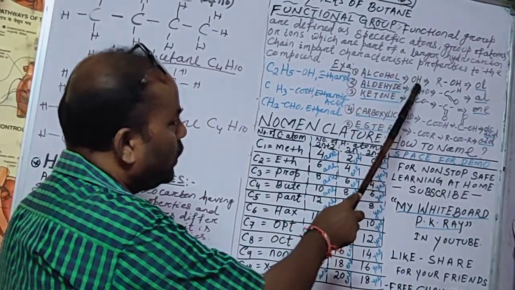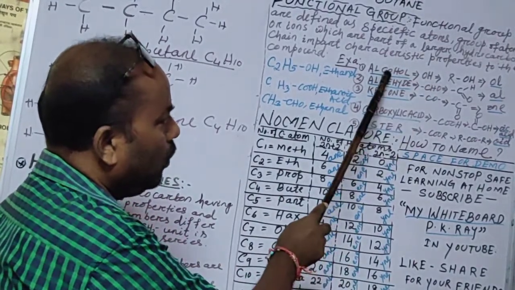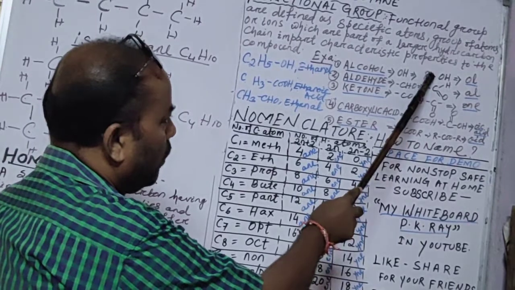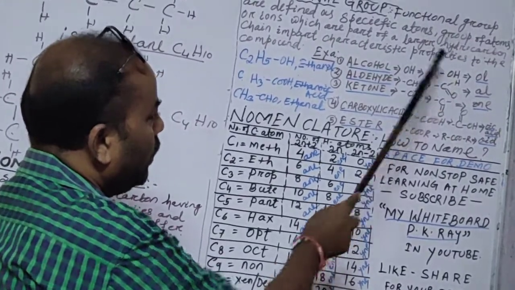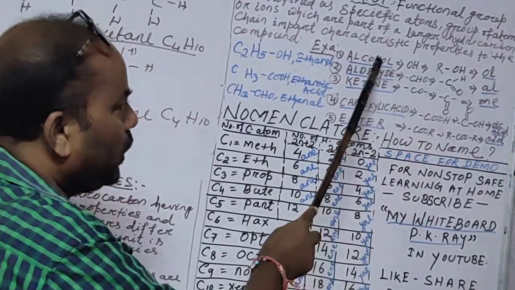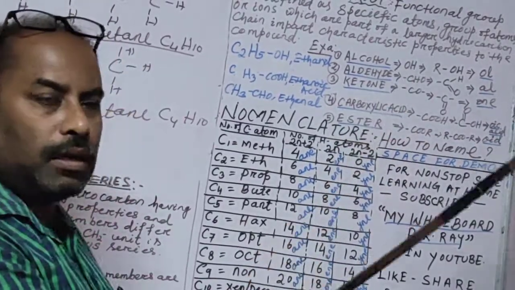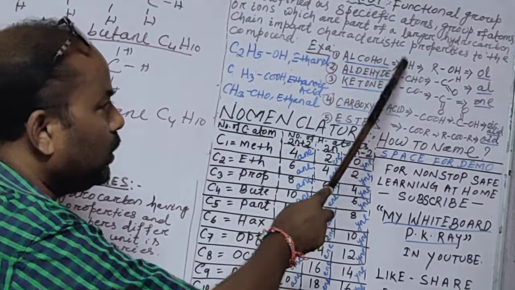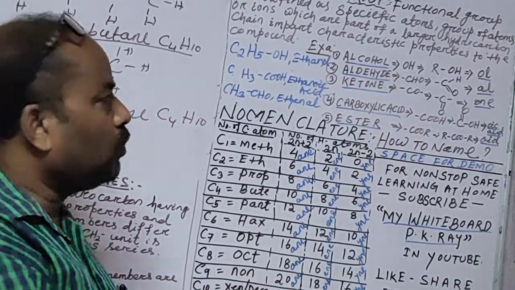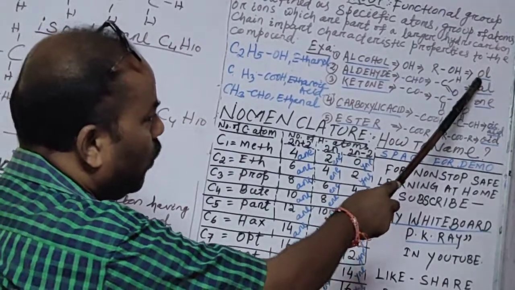OH is the functional group for alcohol. It is written like that, ROH. This is the hydrocarbon group, and OH is written. Then the name at the end will be OL. If methane plus OH, then methanol. If ethane plus OH, then ethanol. If propane plus OH, then propanol. So the alcohol group ends with the word OL.